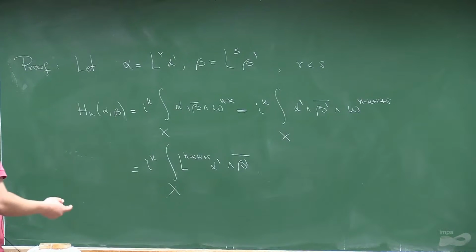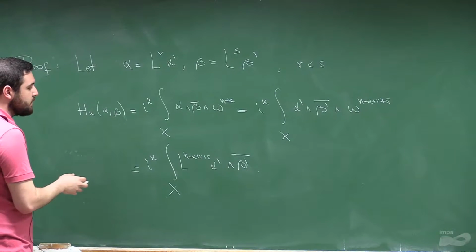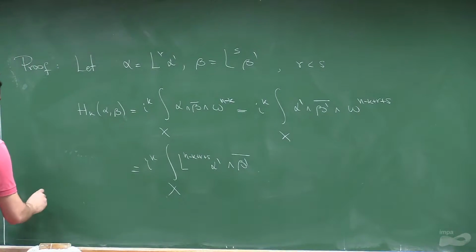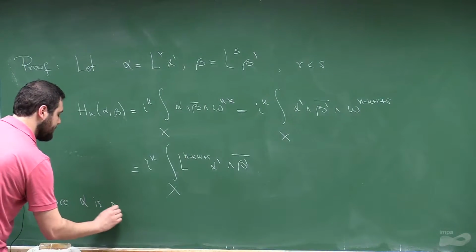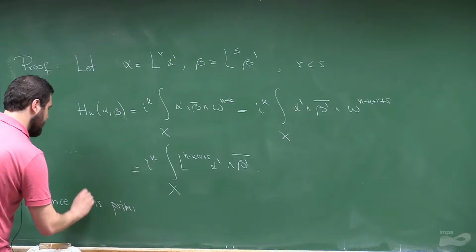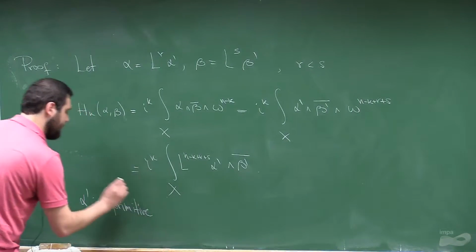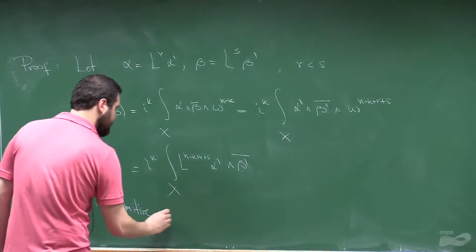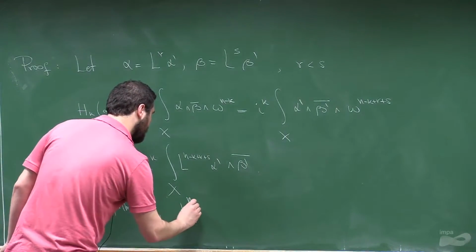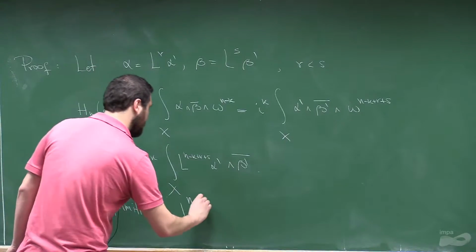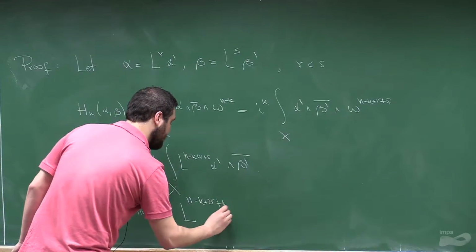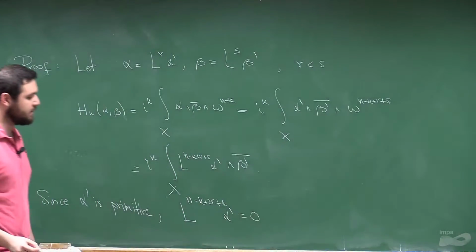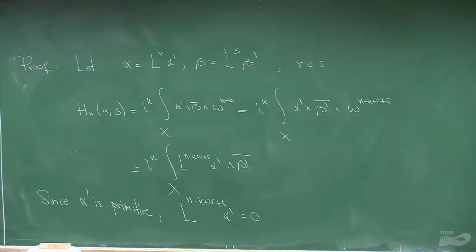And since we know these are primitive, so since alpha prime is primitive, right? We know that L to the n minus k plus 2r plus 1 applied to alpha prime is 0, right? This is the definition.